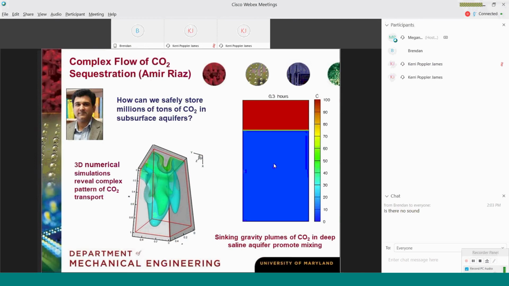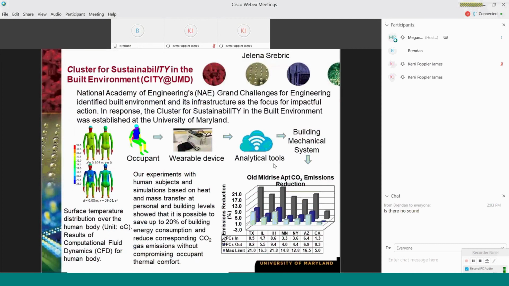Another one of our professors, Yelena Freiburg, is working on sustainability in the built environment. It's one of the NAE's grand challenges in engineering. If you look at energy consumption on the planet, and particularly in the United States, you'll find there's a large portion of it that goes into heating and air conditioning buildings.